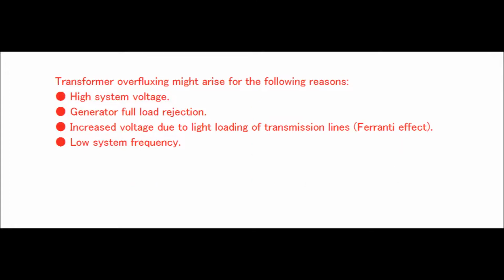Now what are the reasons that lead to overfluxing of the transformer? Number one is high system voltage. If system voltage increases, then it will result in overflux in the core of the transformer. Number two is generator full load rejection. Number three is increase in voltage due to light loading of the transmission line, that is the Ferranti effect. And number four is low system frequency. As the flux is inversely proportional to the frequency of the system, if frequency is decreased, then flux in the core will increase.